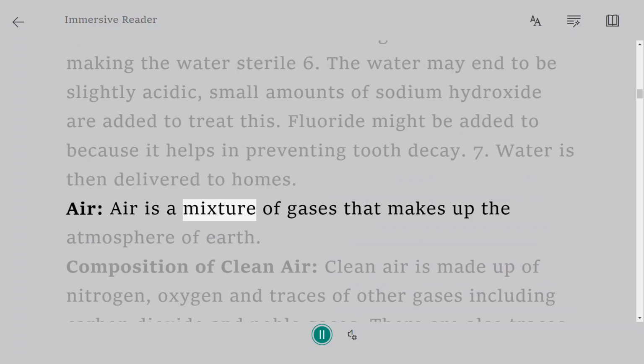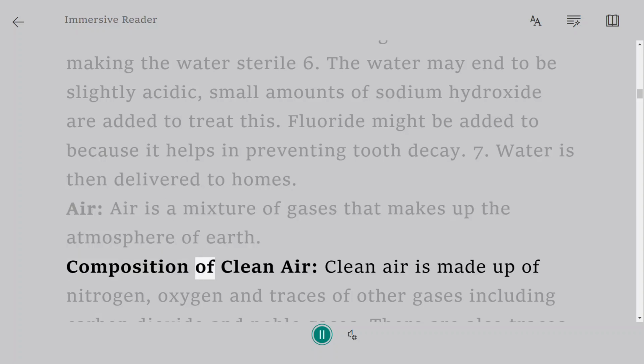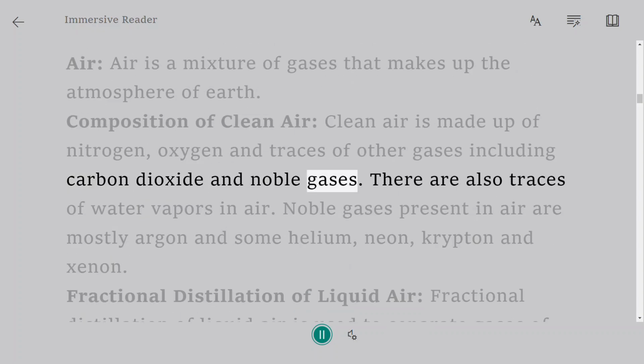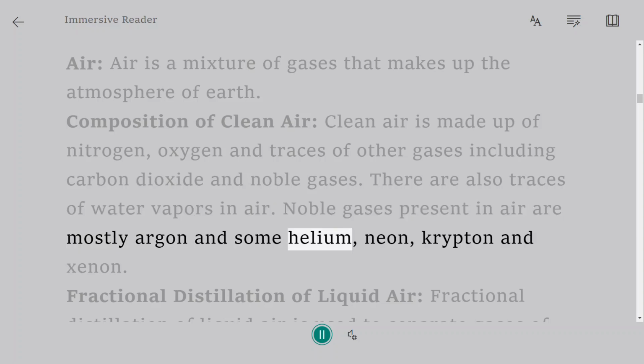Air is a mixture of gases that makes up the atmosphere of Earth. Composition of clean air. Clean air is made up of nitrogen, oxygen and traces of other gases, including carbon dioxide and noble gases. There are also traces of water vapors in air.